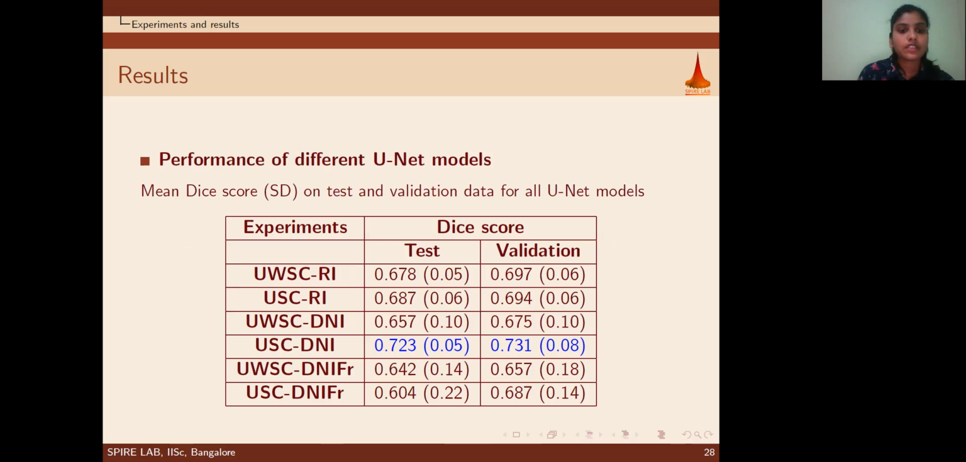This table illustrates the mean dice score and the standard deviation across 4 folds on test and validation data for all 6 experiments. Among all, USC, that is U-Net with skip connection, with detection network weight initialization has shown the best performance, and it is considered as our proposed approach.